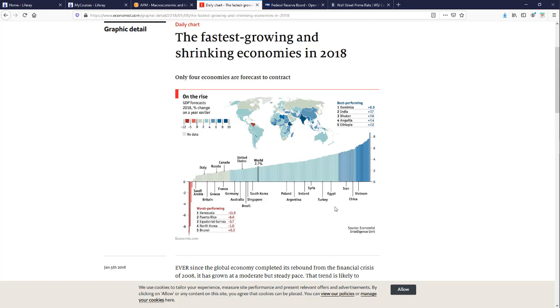And then we can see that the best performing growing economy was Dominica, and then India, Bhutan, Anguilla, and Ethiopia. The U.S. is closer to the lower end, and the economy here was growing a little less fast than the rest of the world on average. This is ranked based on the GDP forecast for the year and the change from the previous year.